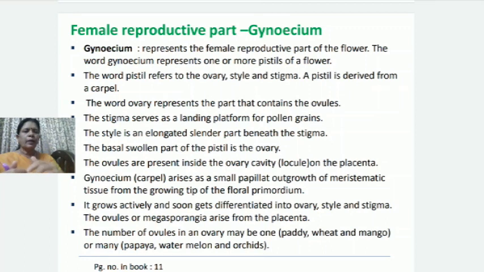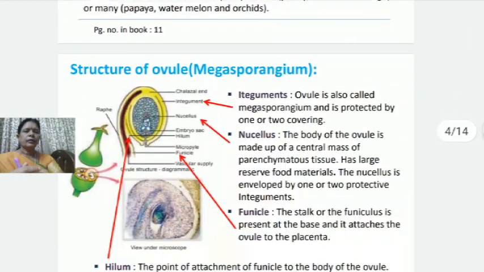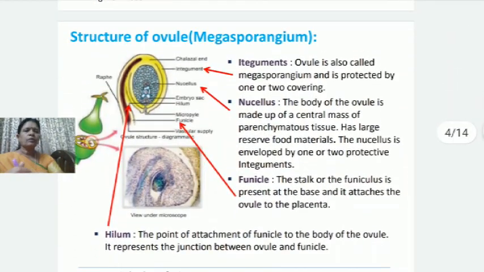The gynoecium, that is the carpel, arises as a small papillary outgrowth of the meristematic tissue from the growing tip of the floral primordium. It grows actively and soon gets differentiated into ovary, style and stigma. The ovules or megasporangia arise from the placenta. The number of ovules in the ovary may be one, for example paddy, wheat and mango, or many in papaya, watermelon and in orchids. Now we will see the structure of the ovule, that is the megasporangium.